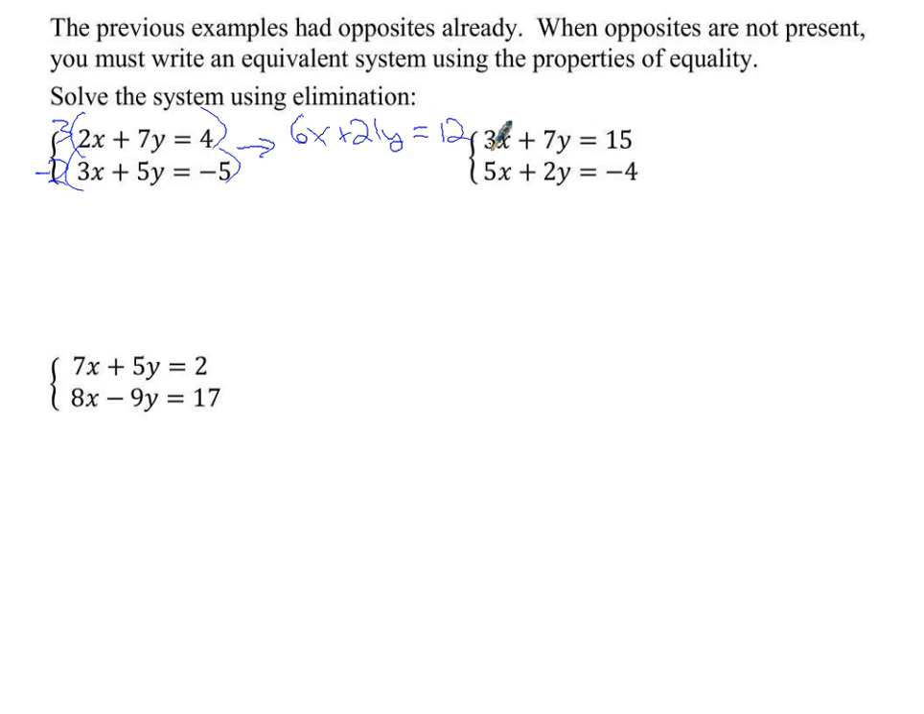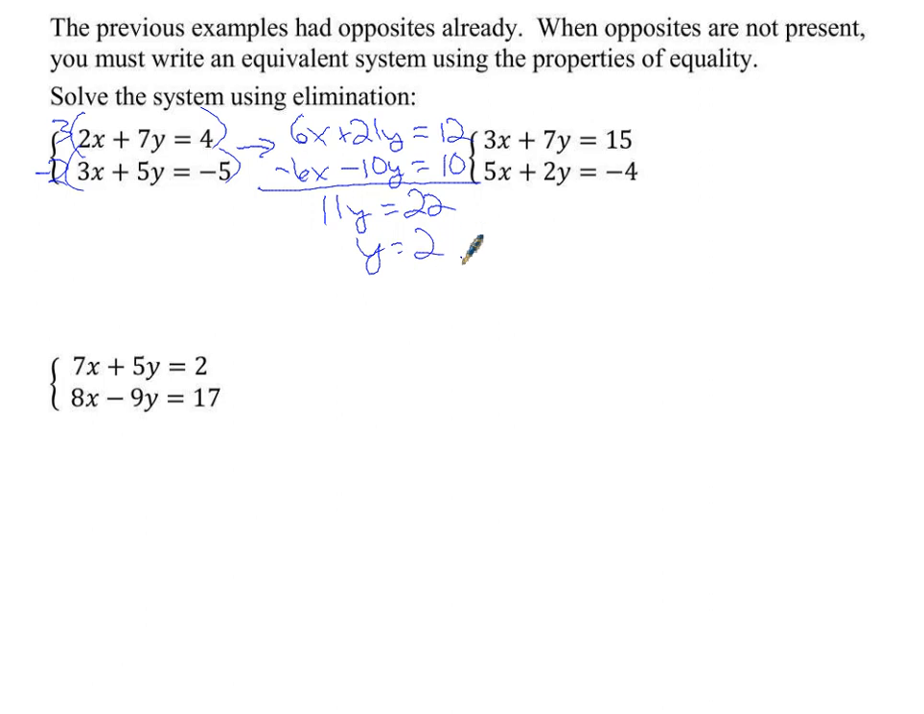Now distribute the negative 2 for the bottom equation, and you get negative 6x minus 10y equals positive 10. Again, make sure you distribute that number to everything. That is where most people make their biggest mistakes. Now do we have opposites in x? Yes, so now we're ready to add. When we do, the x's disappear. I have 21y minus 10y, which gives me 11y equals 12 plus 10, which is 22. And now we can divide both sides by 11, and we get y equals 2.